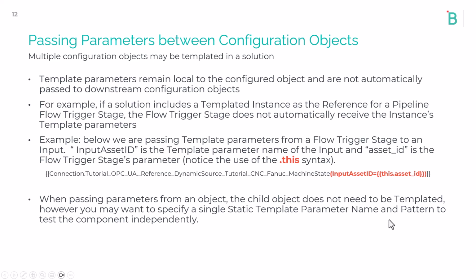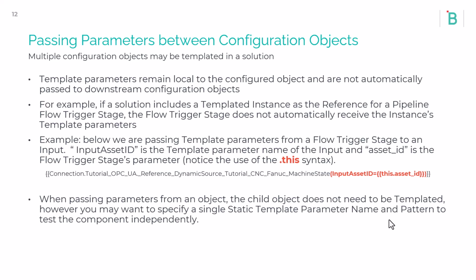So let's talk about passing parameters between configuration objects, because as we said at the beginning of this training, it might be necessary perhaps to obtain data from multiple motors in this example, but I want to drive that from a pipeline and a flow trigger stage to an instance to a connection input. And I can use some syntax to do that. So keep in mind that template parameters remain local to the configured object, and they're not automatically passed downstream to the next configuration object in a solution.